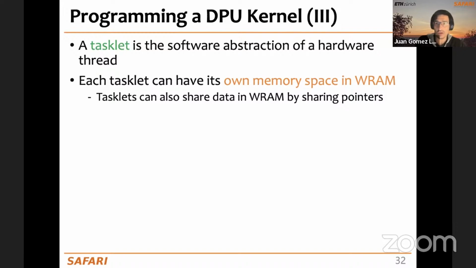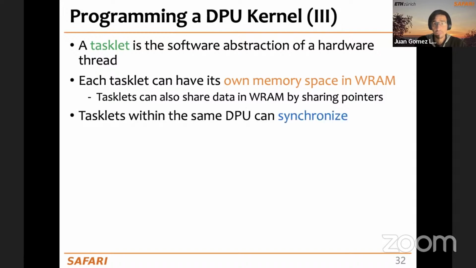We have just seen how to allocate a buffer A or buffer B in the WRAM using this memalloc instruction. And also, tasklets can share data in WRAM by sharing pointers, because the WRAM is a single WRAM for the whole DPU. So in the end, there are ways for one tasklet to share pointers with other tasklets so that they can operate on the same data and access the same data in WRAM.